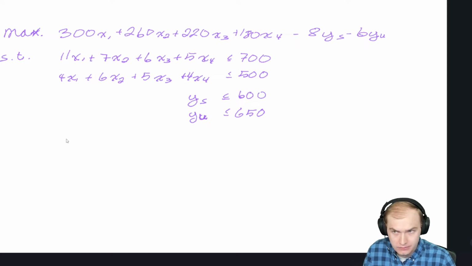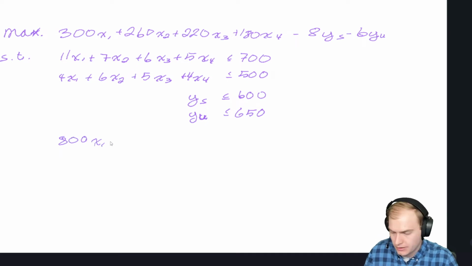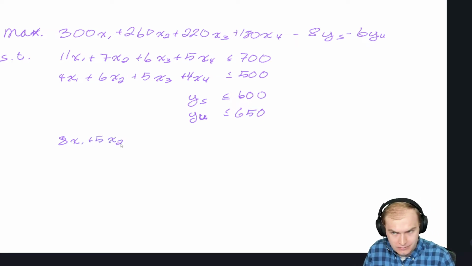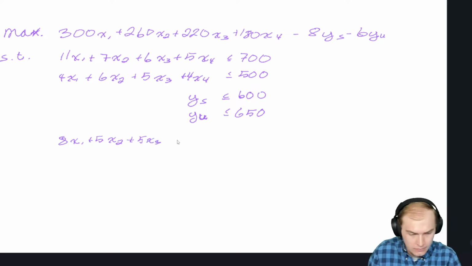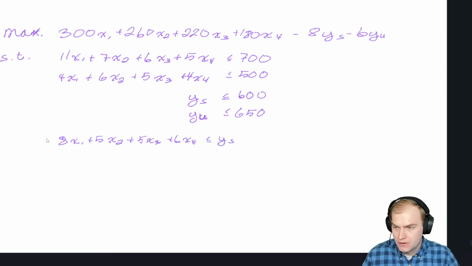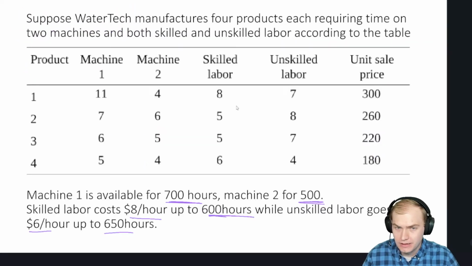And finally, 8x1. So if we look back at what we had, product 1 took 8 hours of skilled labor, 2 took 5, 3 took 5, and 4 took 6.